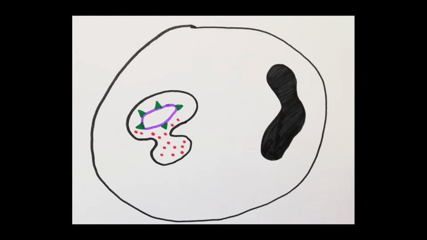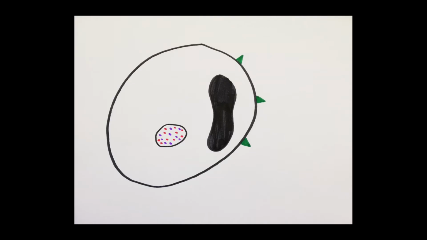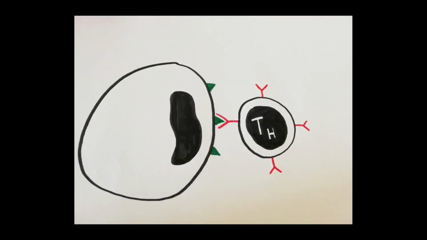Finally, the pathogen's antigens are transported to the cell membrane of the phagocyte and presented. This allows the specific immune response to begin. The body has another type of white blood cell called a helper T cell. Different helper T cells have different receptors on their surface, and there is a specific receptor for pretty much any antigen we could ever come across in our lifetime.